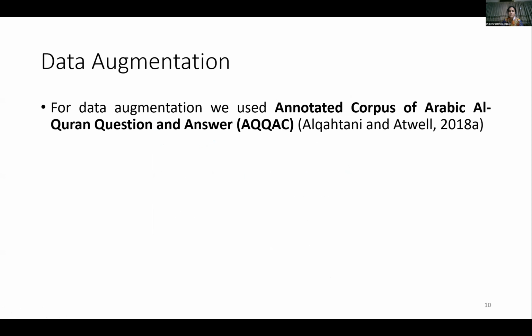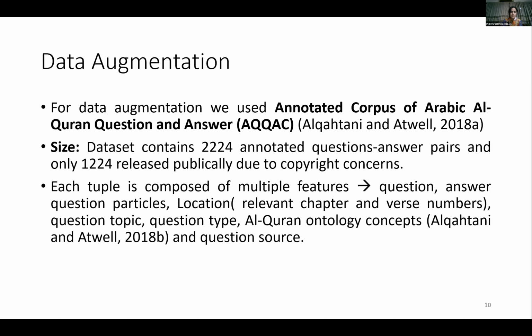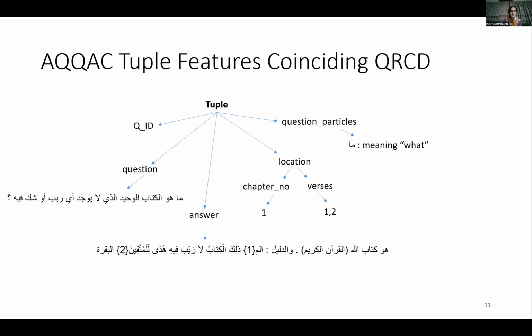I will discuss data augmentation in a little more detail, and how we came about it. The data augmentation was done using the annotated corpus of the Arabic Al-Quran question and answer dataset. The dataset originally has 22-24 question answer pairs, but they have released only 12-24. The tuple is composed of many features, though I will not be discussing all of them right now. The ones that we used and that were of concern were those that coincided with the QRCD dataset.